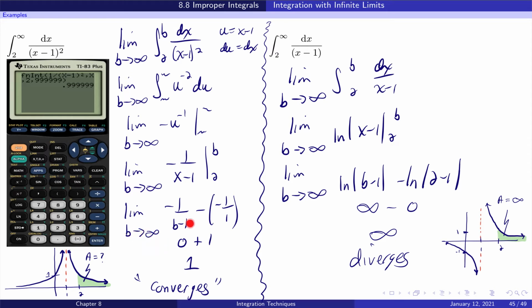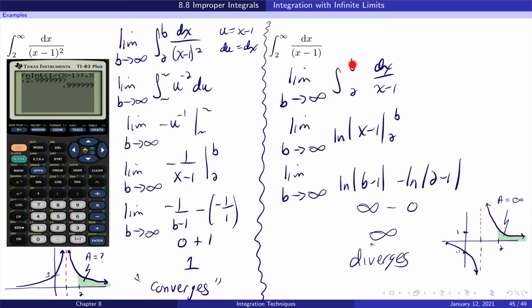Well, if b approaches infinity and the denominator grows without bound, and we have 1 over large, which is 0, 0 plus 1 is 1, that converges. So this area, despite the fact the function goes on forever, this green area equals 1, which is pretty much what the calculator said. Second example, same kind of a situation, 2 to infinity of just a reciprocal function, not squared, but the reciprocal function.